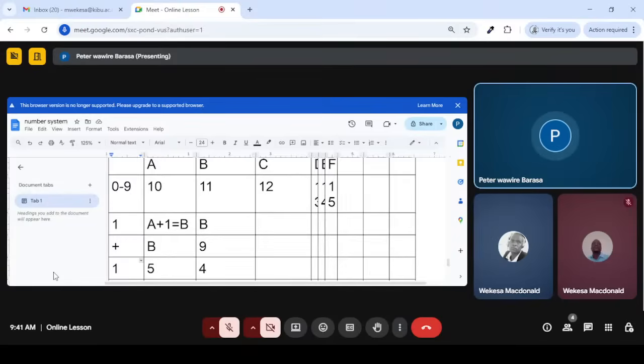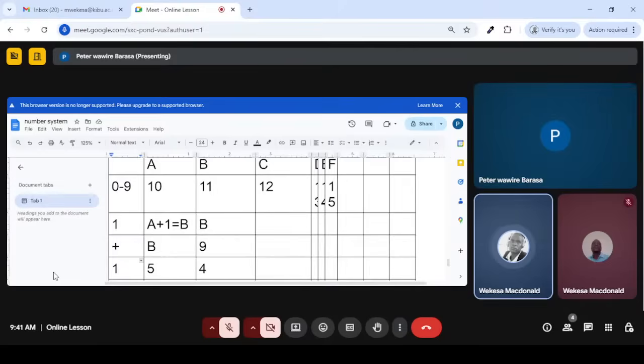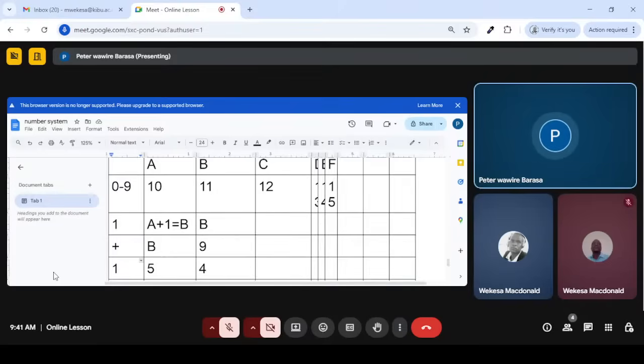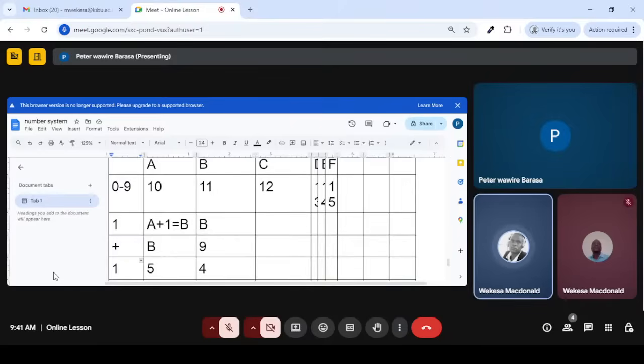I think that one marks the end of binary. The rest that is in the notes, you read and finish. Did you cover computer networks? Yes, I finished. Okay.